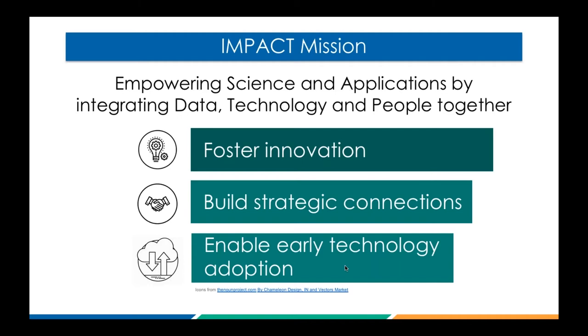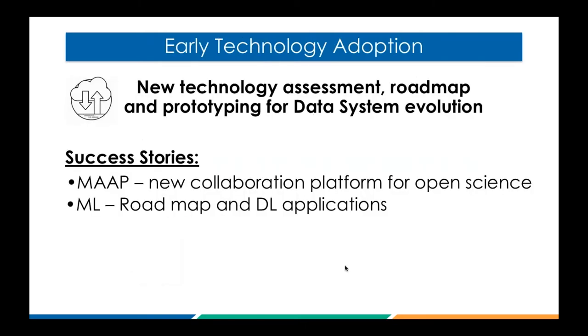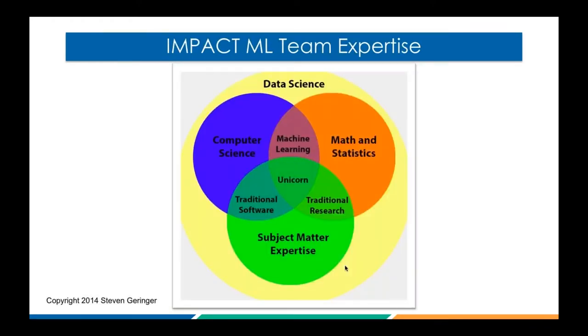People who have worked on machine learning know this: if you want to work on large machine learning problems, you cannot work on it alone. You need the right skill mix. Unless you are the one in the middle, which is a unicorn, it's really hard to tackle complex problems on your own. You need math and statistics, you need computer science, and you need subject matter expertise. So we try to have a team with the right skill mix of the right people who can work together on these problems.